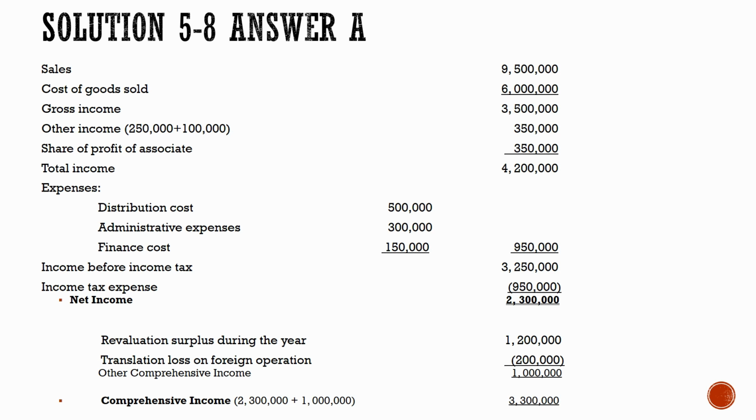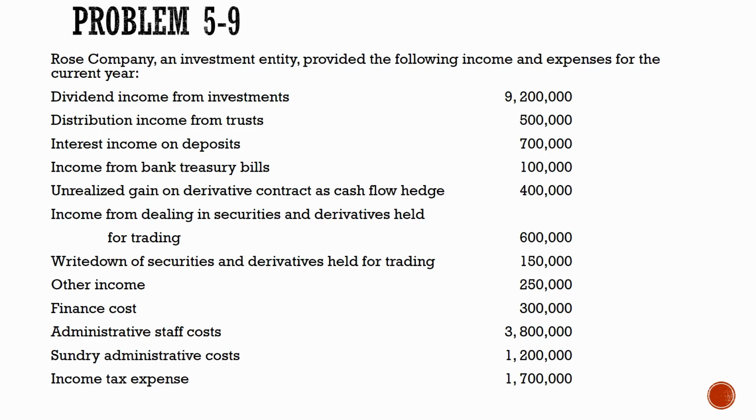Next po, Miss Valenzuela. For problem 5-9, Rose Company, an investment entity, provided the following income and expenses for the current year. So, nakikita niyo naman yung mga data na no need na para basahin. Kaya mag-proceed na agad tayo sa question number 1 natin, which asks for the amount that should be reported as total income before tax. Since income before tax ang hinahanap natin, pwede rin natin siyang i-assume as gross income na from items under OIC.